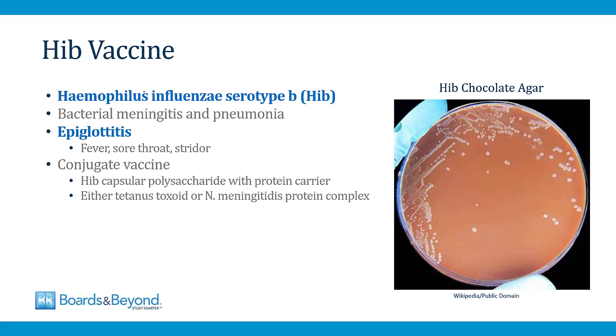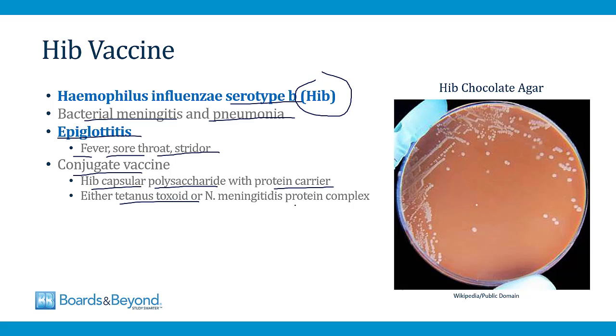The HiB vaccine protects against Haemophilus influenzae serotype B. This is the bacteria that can cause meningitis and also pneumonia. It's also famous for causing epiglottitis, which can potentially be life-threatening. These children develop fever, sore throat, and stridor, and their airway can become cut off from inflammation of the epiglottis. It's a conjugate vaccine. It's made up of a polysaccharide found in the capsule of Haemophilus influenzae which is conjugated to a protein carrier. The carrier is usually either tetanus toxoid or a protein complex from Neisseria meningitidis.